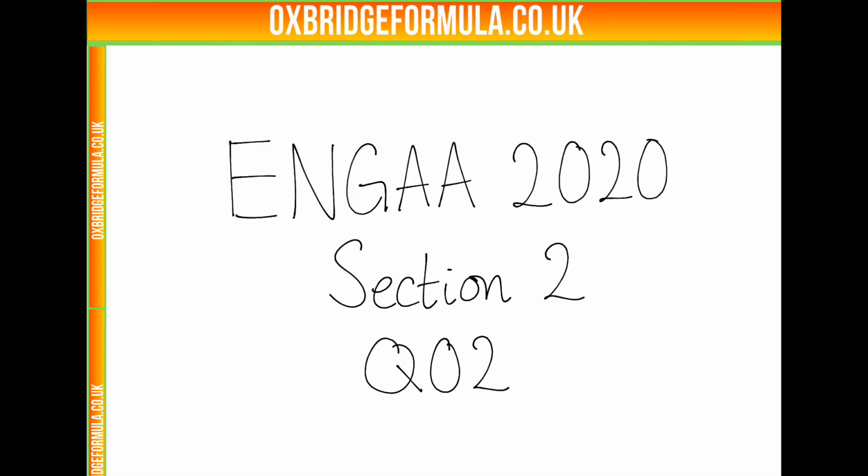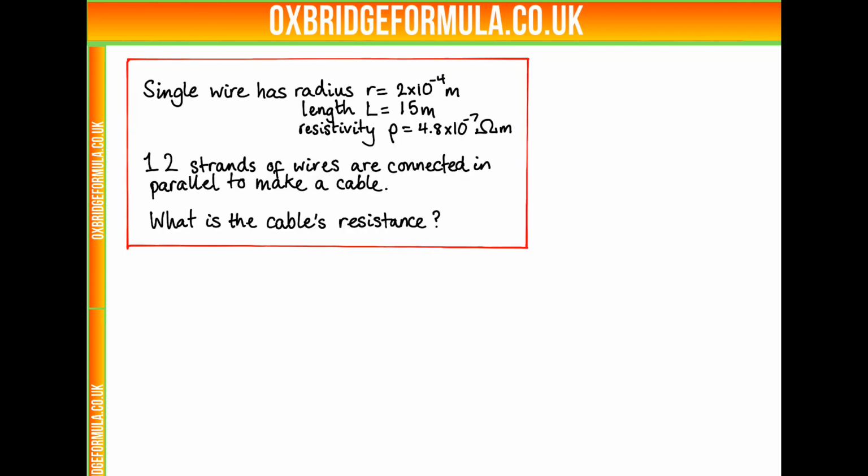This question is taken from the ENGAA 2020 Section 2 paper, and it is question 2. So we read, a single wire has radius r equals 2 times 10 to the minus 4 meters, length L equals 15 meters, resistivity ρ equals 4.8 times 10 to the minus 7 ohm meters. 12 strands of wires are connected in parallel to make a cable. What is the cable's resistance?